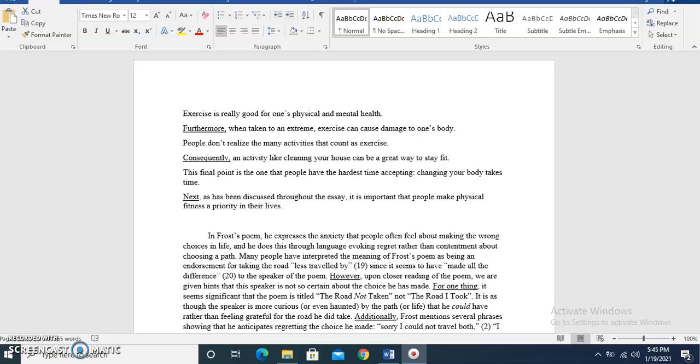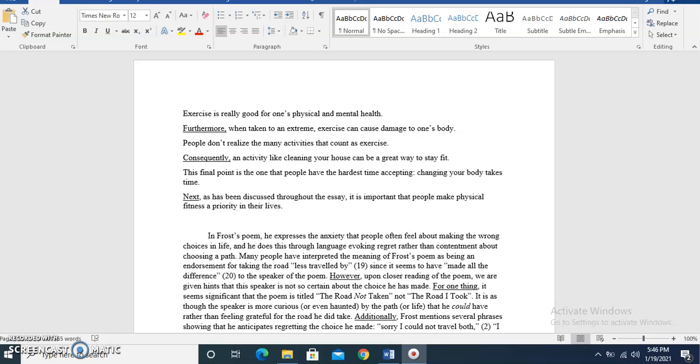That transition consequently has to do with a cause and effect relationship, right? When we say consequently, we're talking about the effect of something or the result, right? That's not what is being implied here.